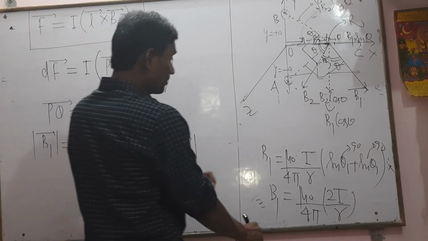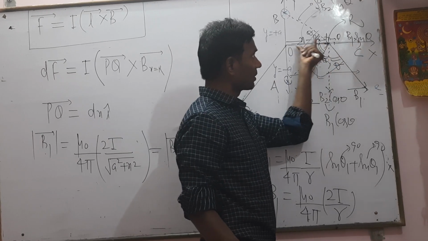So the magnitude of B1 equals the magnitude of B2. So B1 sin theta equals B2 sin theta, so these will be equal and opposite. Then B1 cos theta and B2 cos theta are equal and their direction will be the same. So B1 equals B2, direction will be the same, both will be added. So B net equals 2 times B1 into cos theta.